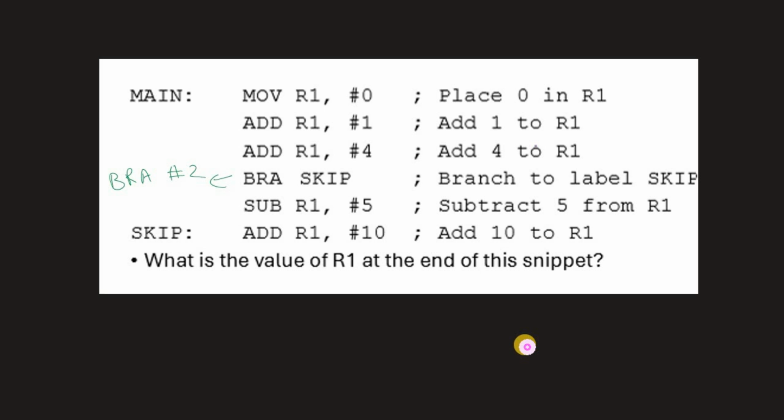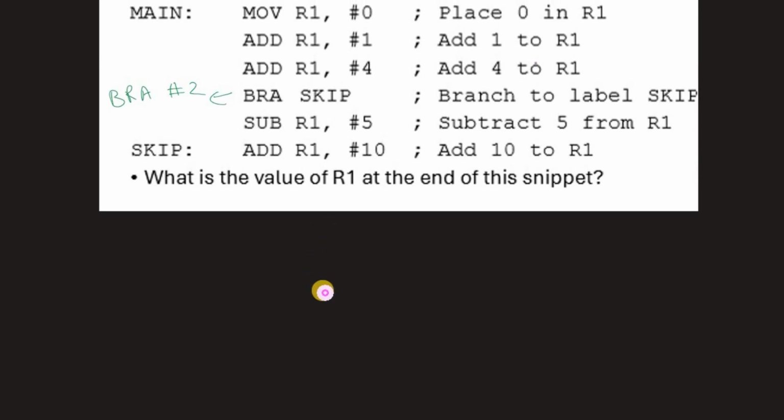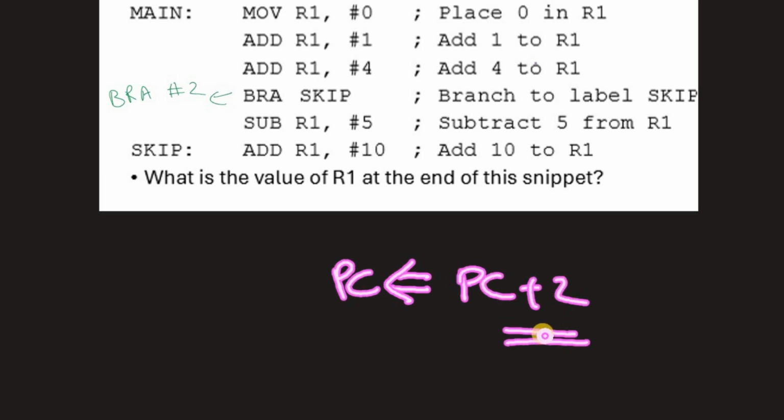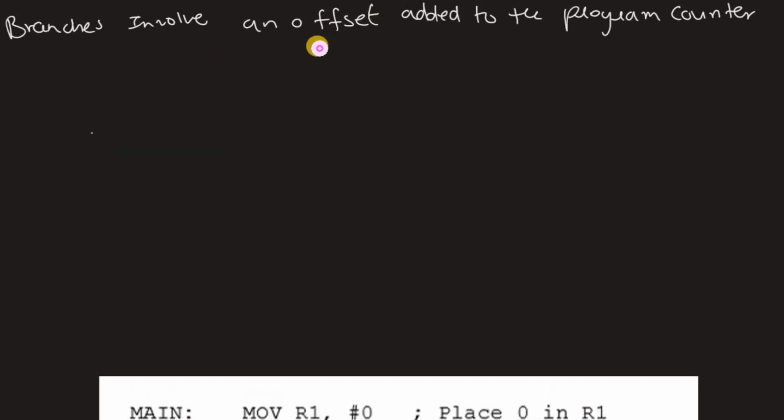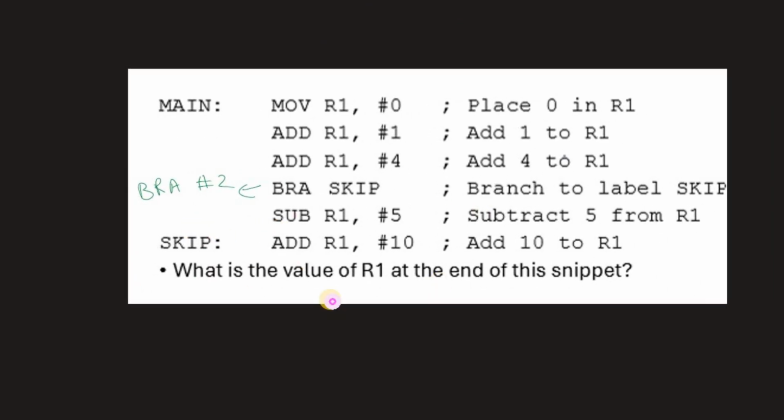So it is incrementing to point to the next instruction. The PC was this, so it's going to add an offset of 2 to it, because, as I explained here, branches involve an offset added to the program counter. In this case, since we assumed 2 bytes, it increments to point to the next instruction. So the PC becomes PC plus 2 with an offset.